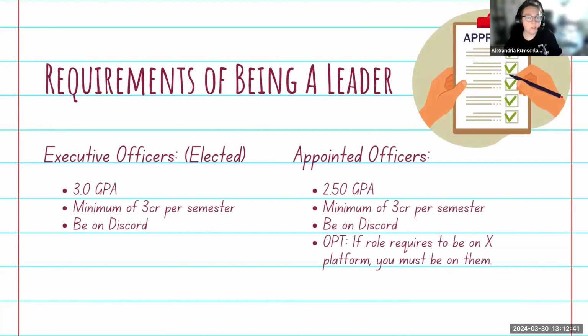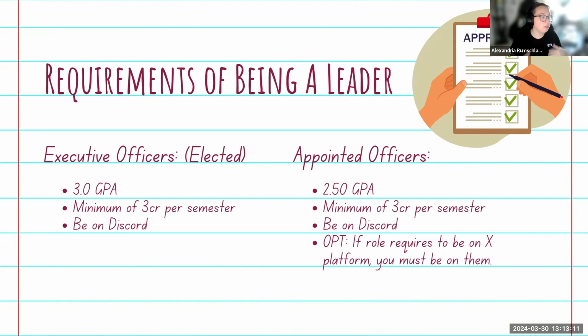So, some requirements of being a leader. For executive officers, which are the elected positions, we require a 3.0 GPA, a minimum of 3 credits per semester, and you have to be on Discord. And as an executive officer, you need to be in school for the whole academic year, so you can't graduate halfway through. For example, if you're done in fall, you can't continue to be an exec, because it needs to be fall and spring.